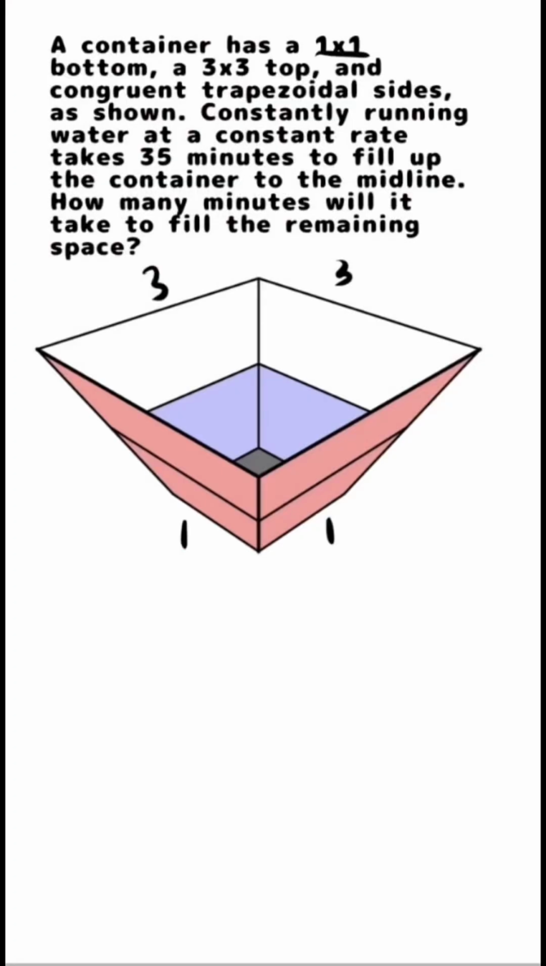Problem 19. A container has a 1 by 1 bottom, a 3 by 3 top, and congruent trapezoidal sides as shown. Constantly running water at a constant rate takes 35 minutes to fill up the container to the midline. How many more minutes will it take to fill up the remaining space?